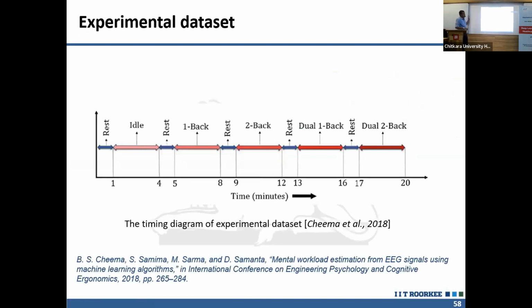So you have this, you can do this experiment. These are already developed data sets. You have this rest, idle state, which means you are not doing anything. At that time you collect the EEG data. Then you have some rest, then 1 back. You do this experiment, you collect the data, then 2 back test, then dual 1 back, which means you do this, and simultaneously there will be some other work.